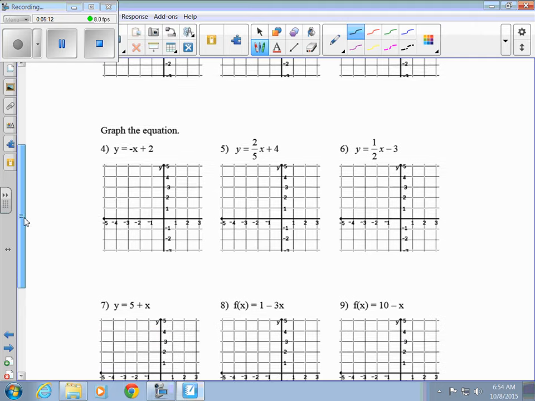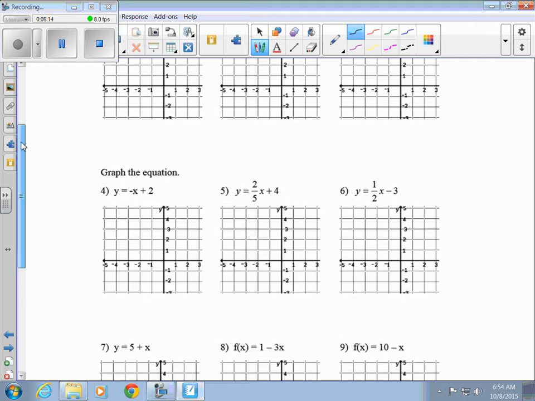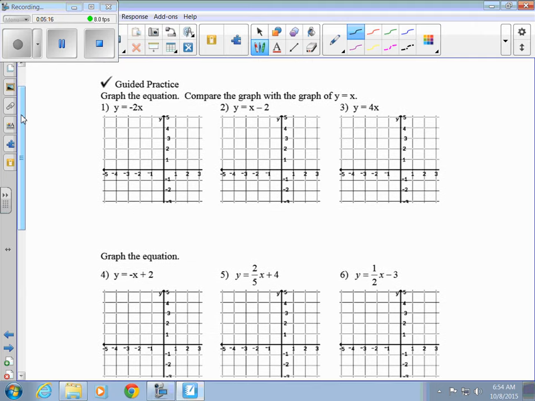So there are 9 problems here on the guided practice. Go ahead and graph a few of them. You don't have to do all of them, but graph a couple of them that are a little bit different, and then we'll see what they look like. So go ahead and pause the video, and you can hit play when you're ready to move on.